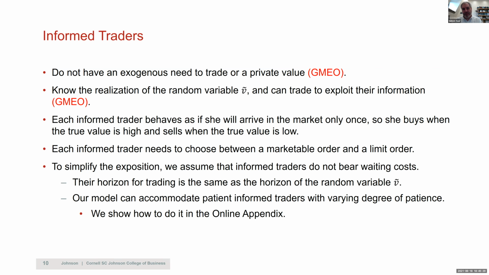Now, to simplify the exposition, we assume that the informed traders don't bear waiting cost. That means that their horizon is the same as the random variable, which is similar to the sequential trade models. There's no conceptual difficulty with having them with an arbitrary degree of patience. We actually have, right now, an online appendix where we show how to do that. It's just that it doesn't add any insights and just complicates things. So we're not going to do it in the paper itself.